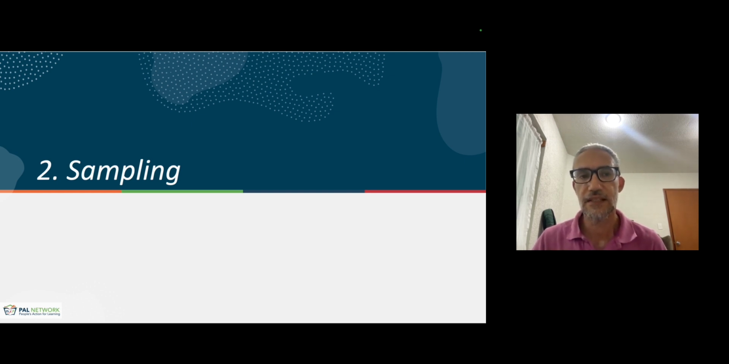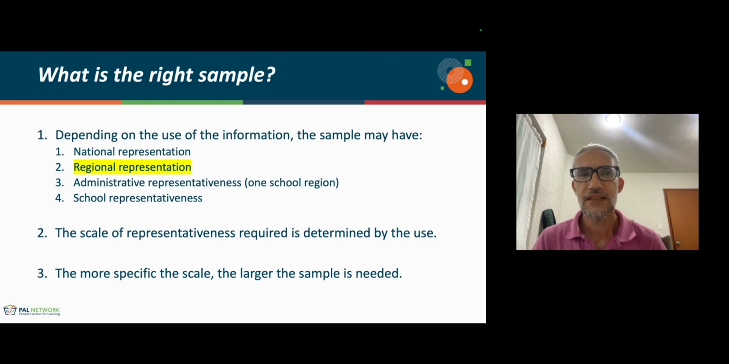The second important key element is sampling. And what is the right sample? Depending on the use of the information, the sample may have national representation, regional representation, administrative representativeness, for example, one school region, or school representativeness. In the Mexican case, we chose regional representation because we do not have the capacity to design and develop a national representation, but we really have the capacity to develop regional representation and move from state to state.